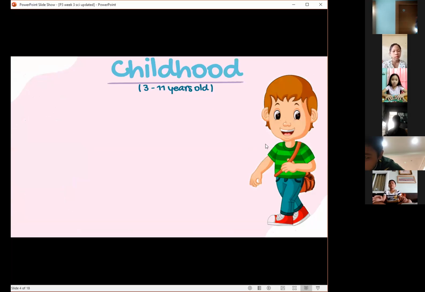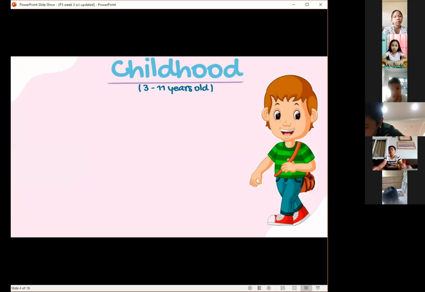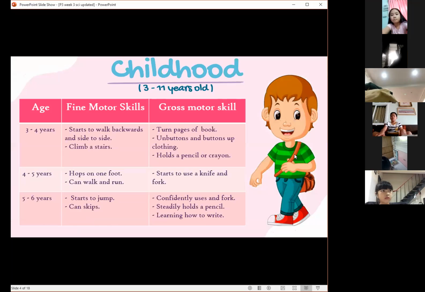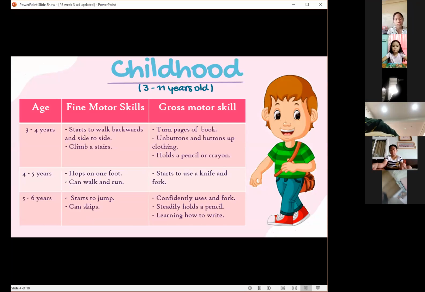Next one, let's proceed to childhood. When we say childhood, as I told you last time, these are the children around 3 to 11 years old, just like you, right? Okay, now what are the things they can do? During 3 to 4 years old, they start to walk backwards and side to side. They also climb stairs. Now, do you agree with this one? You can turn on your mic and answer, teacher. Yes. They can climb the stairs, yes.